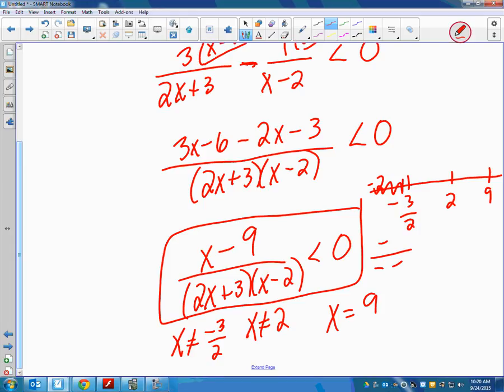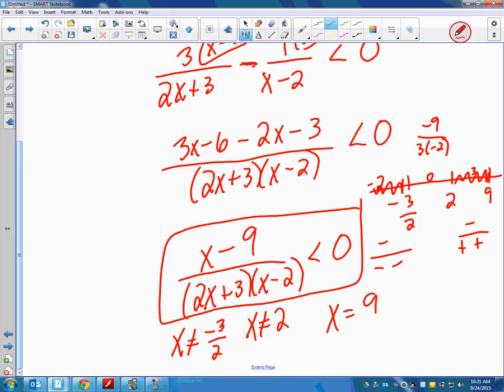Between negative 3/2 and 2 is my favorite number, 0. And I'm going to plug 0 in there because it's easy to see that I would get negative 9 on the top, and on the bottom, I would get 3 times negative 2, which is a negative over a negative, which is a positive, so that doesn't work. And if I pick 3, because that's in between 2 and 9, I'm going to get a negative, a positive, and a positive. That's also a negative.